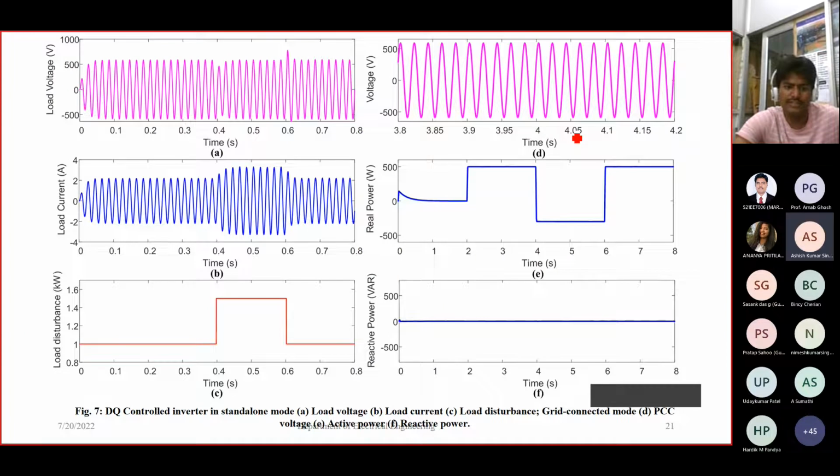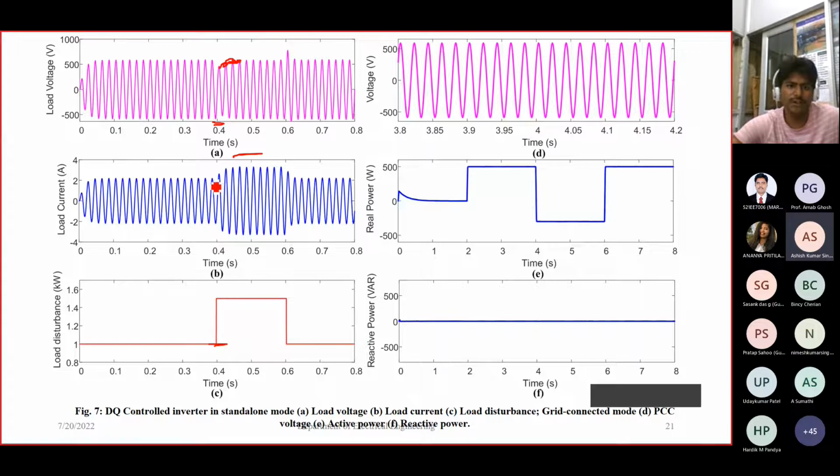And here, figure 7 shows the DQ controlled inverter in standalone mode. A is the load voltage. Suddenly at 0.4 seconds there is a load disturbance. Then there is a small dip in the voltage, and within a very small time it reaches the characteristic value.